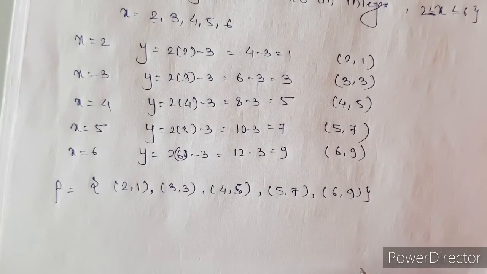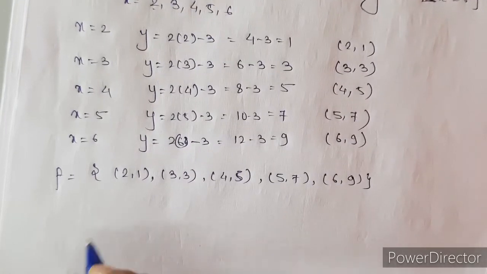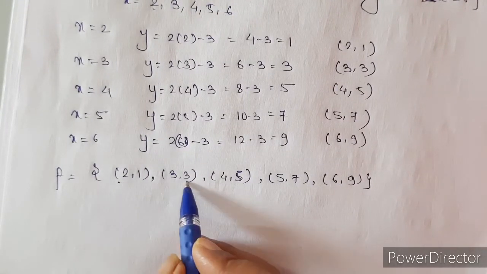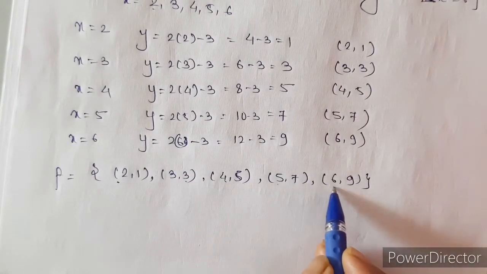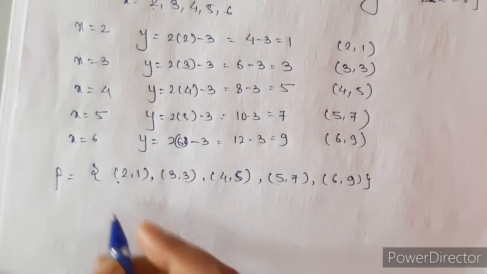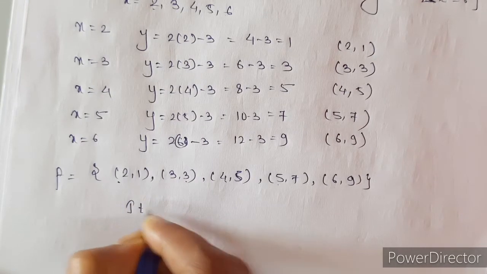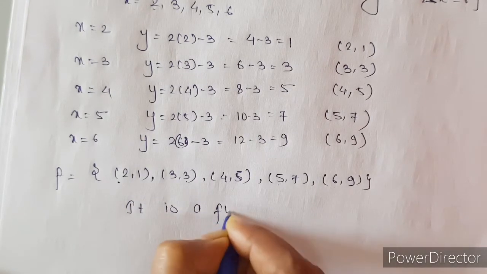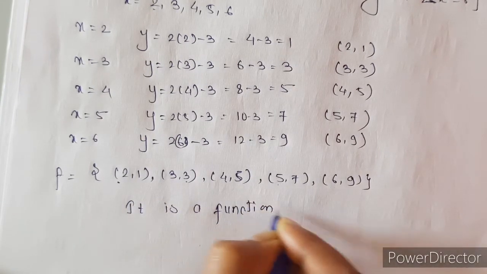Now again we have to check whether it is a function or not. Let us check that each and every element from the domain is going to one and only one element from the codomain. So again it is a function.